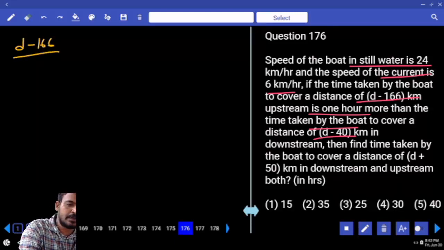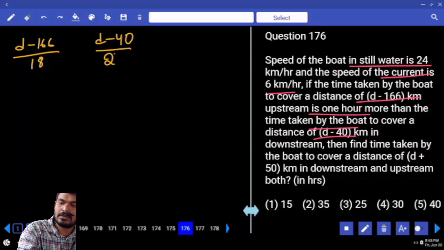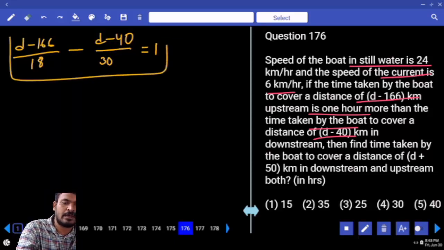What is the upstream speed? 18. Next, what is the downstream distance? d minus 40. What is the downstream speed? 30, that is 24 plus 6. The difference of these two times is equal to how many hours? 1 hour. Simplify this one, we get the d value.